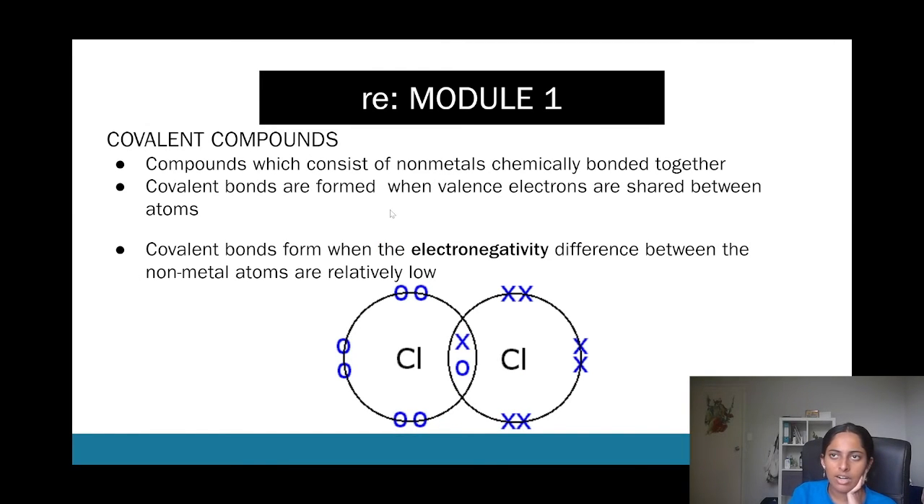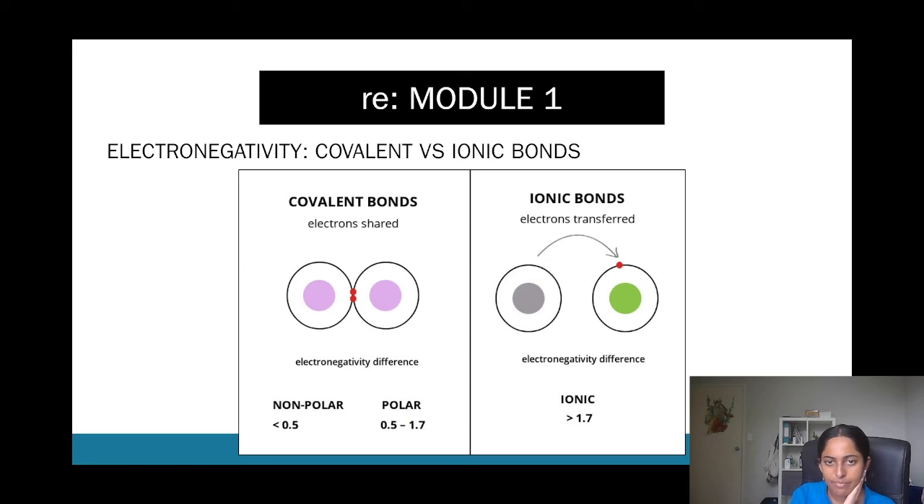Because they are pretty similar in terms of where they're located in the periodic table, they tend to have a lower electronegativity difference. You can see here that the electronegativity difference tends to be like 0.5 to 1.7, and then for ionic, it's greater than 1.7, because you're having both a metal and a non-metal, whereas here it's two different non-metals. And adding on, covalent bonds can be polar or non-polar. I will also explain that later on.